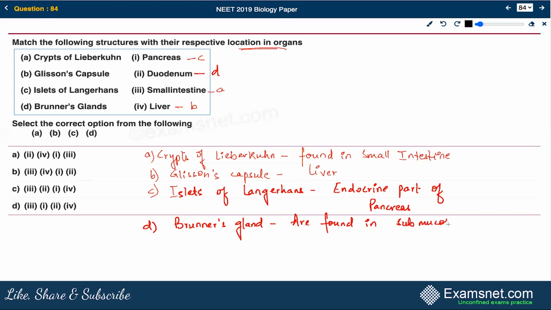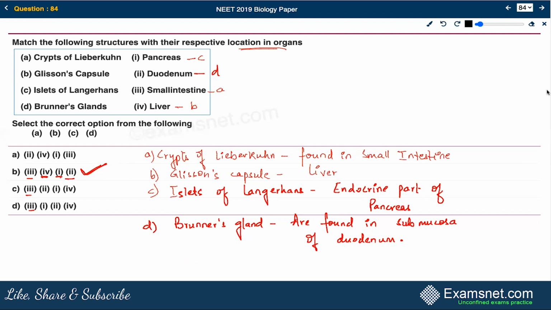Are found in submucosa of duodenum. So this is the case. All right, so let us just match up with the different options. So A is going to match up with 3, that means the third one. And then B is going to match up with 4th, that means this one. Then C is going to match up with 1, which is this one. And D is going to match up with 2, which is this one. So option B is the correct answer over here.